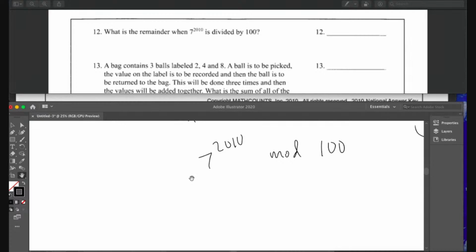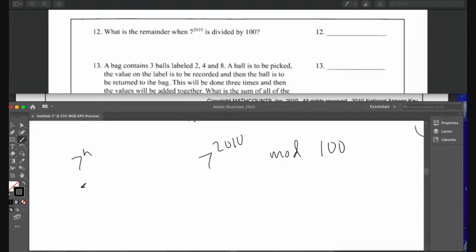What we need to look for is a periodic sequence of 7 raised to the power of n mod 100. Because if we find a periodic sequence, then basically we just need to look at what 2010 is mod the period, and then we can look at what it has to be mod 100, right?